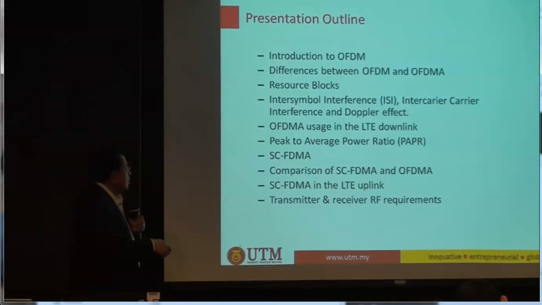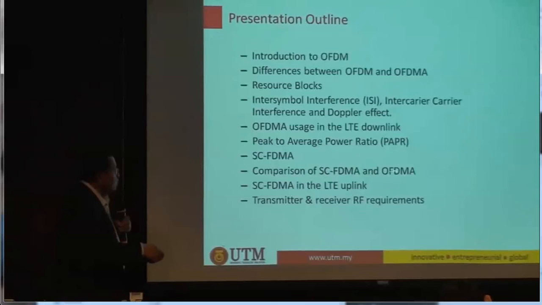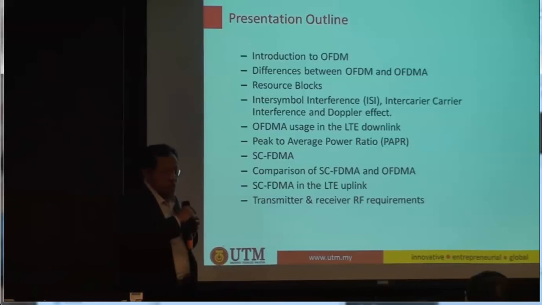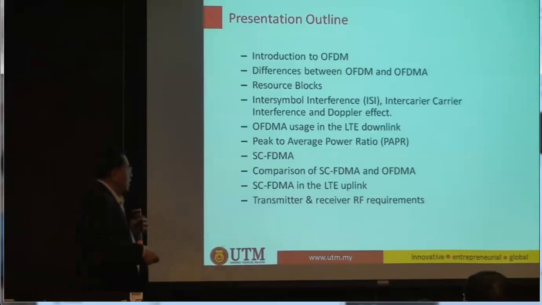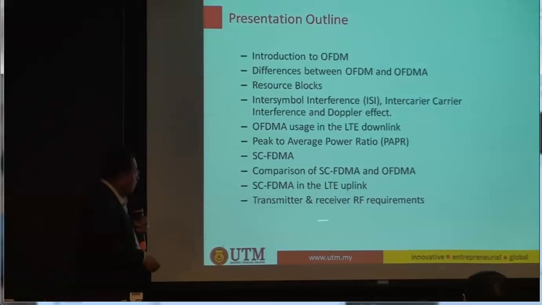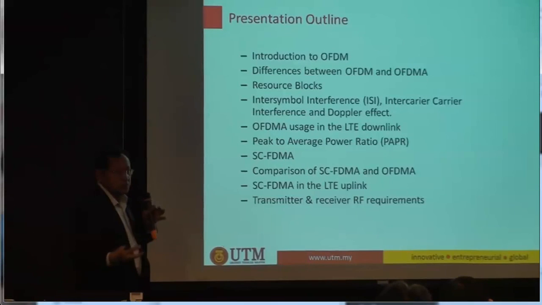So we want to see what is the difference between these two. What is different? What is the thing you have to add in OFDM to make it become single carrier? And what are those differences? Then you will see the usage of single carrier in uplink. So remember, in LTE, downlink is OFDMA, uplink is single carrier FDMA. Right? And we will also see some requirements of the base station transmitter and receiver, because transmitter and receiver can be on the base station, and also on the user side. Both have a transmitter and receiver.